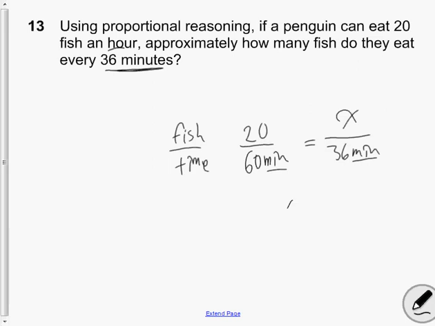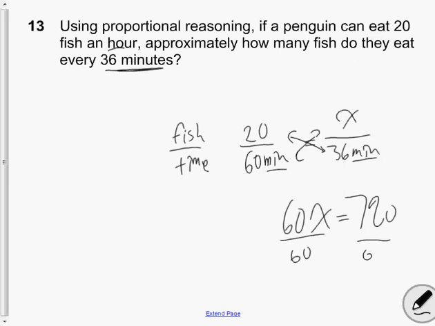I'm going to solve this with algebra. 60x is equal to 720. Divide both sides by 60. X will equal 12. And therefore, the penguin could eat 12 fish in 36 minutes.